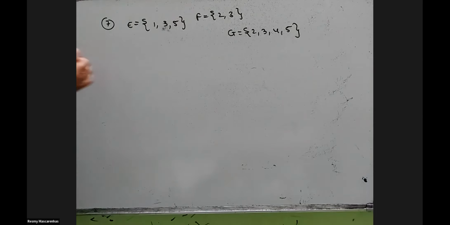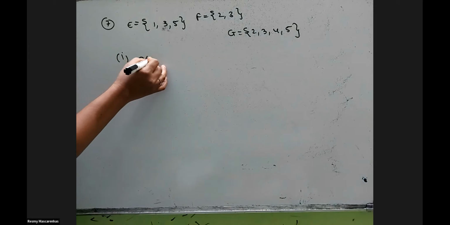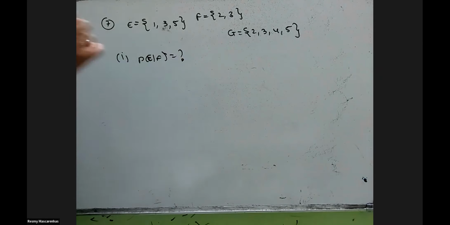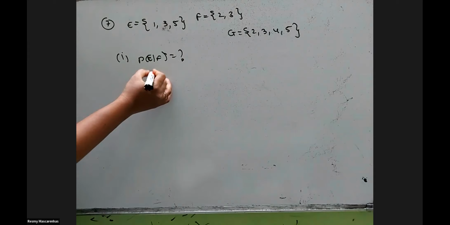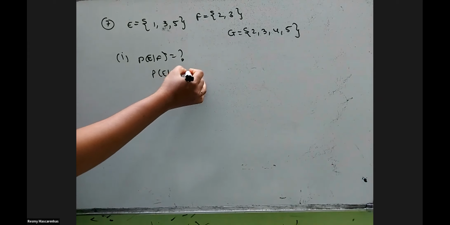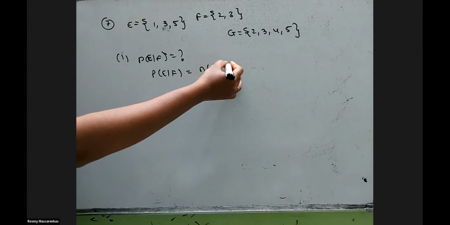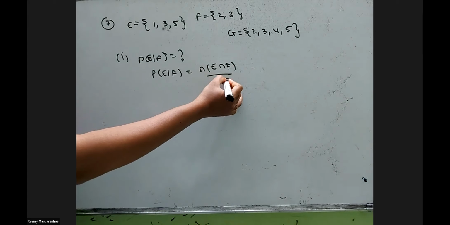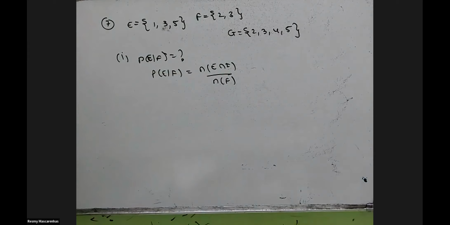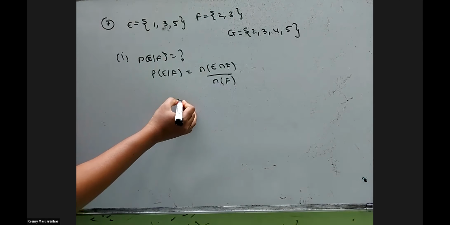First thing you have to find P of E upon F. So we know that probability of E upon F is, when pure numbers are not given, I told you use the formula N. So what all data we need? E intersection F. Find E intersection F.